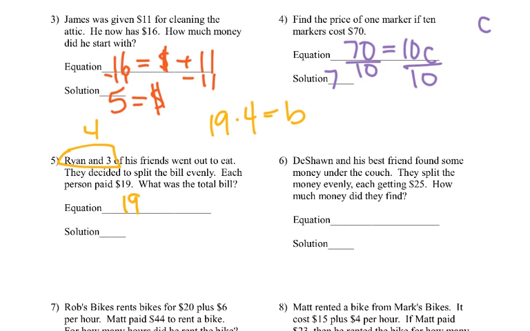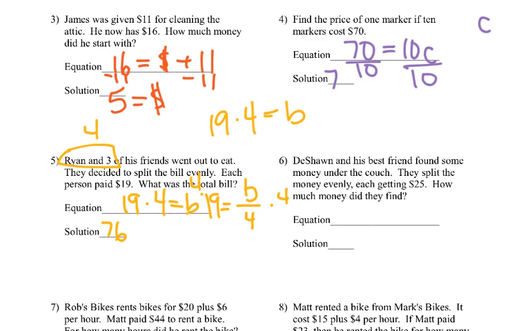Okay, put B for bill. So I could write it like that, and then just go 19 times 4, which would be 76. Or we could say we take that total bill and divide by 4, and that's going to equal 19. And then we would just times by 4 on both sides. So sometimes there's more than one way that we can do this, but that's what we'd end up with.